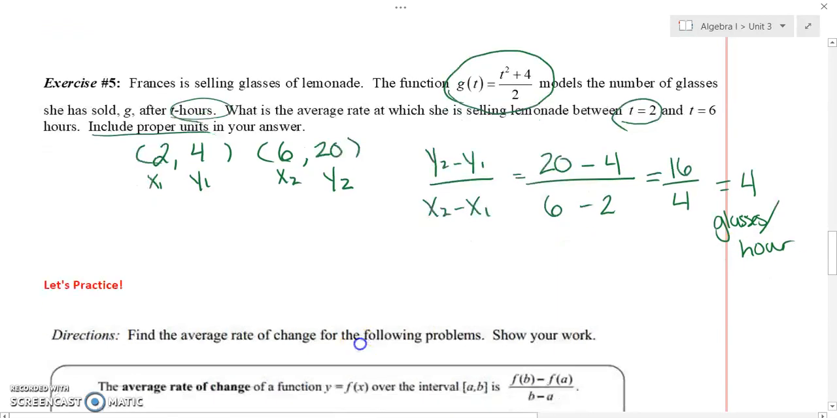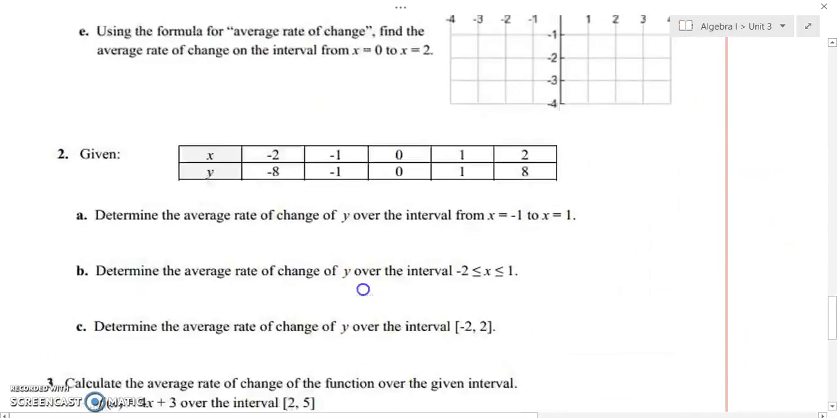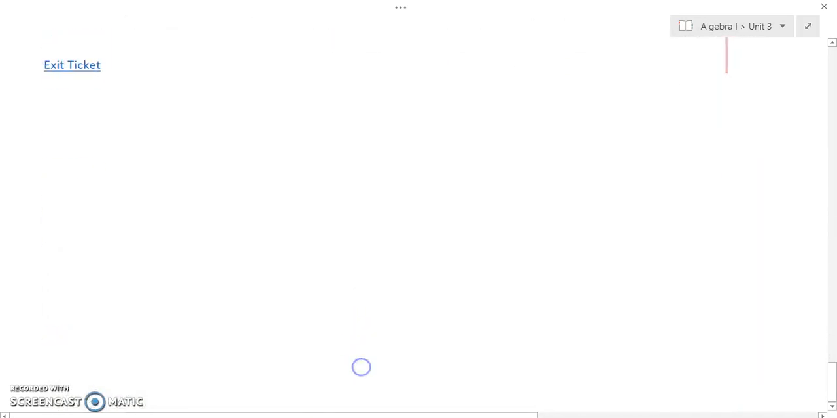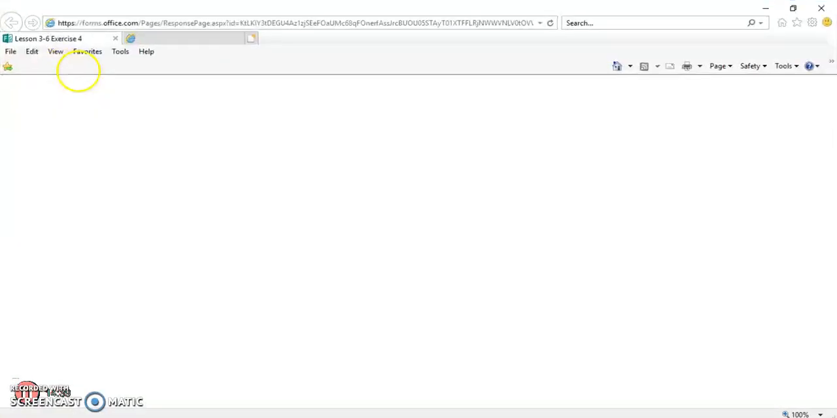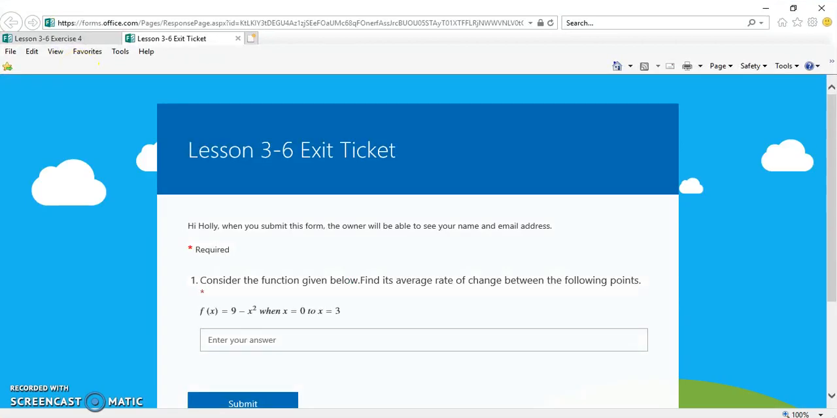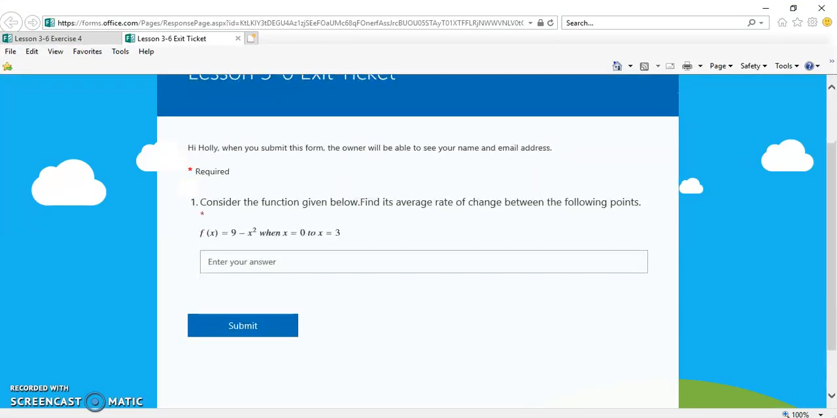To finish the lesson, you can read through this, but I would love you to go down to the bottom, click on the exit ticket, and complete it. When you are done with this exit ticket, get on Schoology and start your homework. You will not have time to do this homework tomorrow in class. We're going to be taking a quiz.